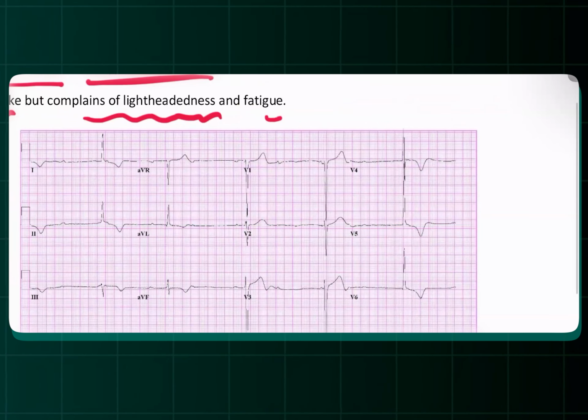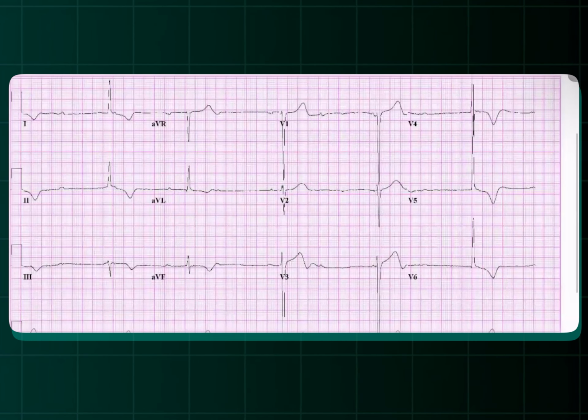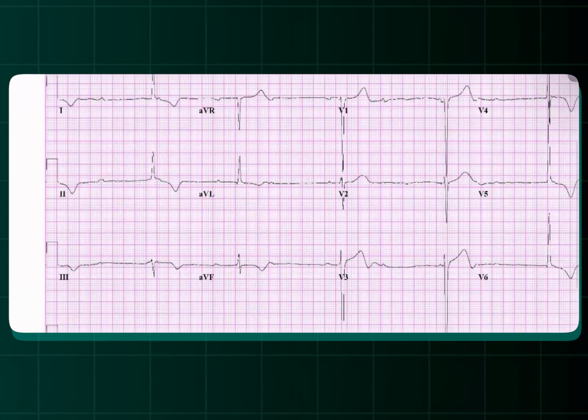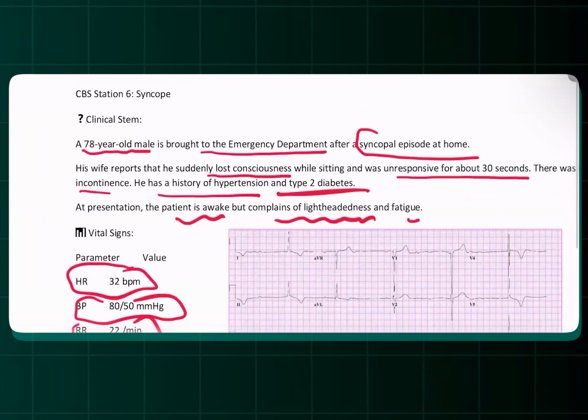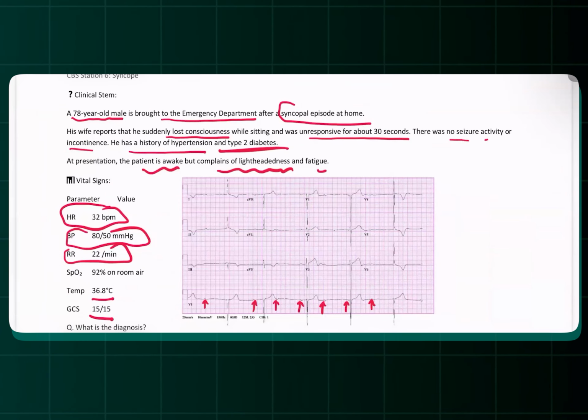Okay, give me the diagnosis. What do you have here? The heart rate is only 36. The PR interval is not constant before every QRS. This is complete heart block with complete AV dissociation. Total AV dyssynchrony is there. So this patient has a complete heart block.